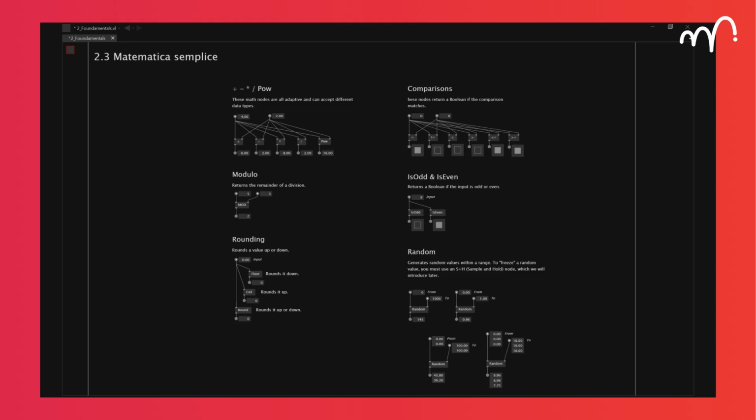Let's combine these concepts with some simple math. We have nodes for addition, subtraction, multiplication, and division. We also have the modulo node to get the remainder of a division and nodes to round values up or down. There are comparison nodes that return a Boolean value, meaning true or false. We also have nodes to check if a number is even or odd, or to generate random values.